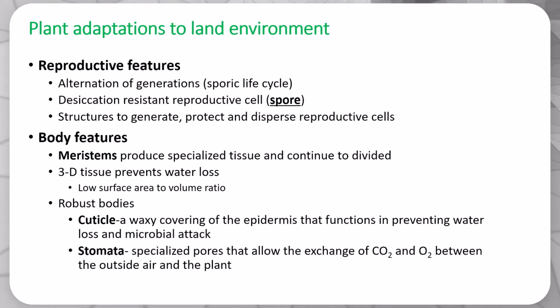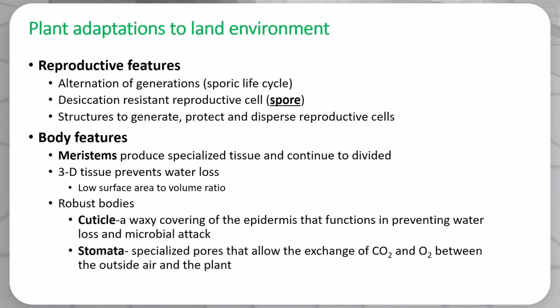So plants have adaptations to living on land. They have that alternation of generations life cycle, which if you forgot about that, we'll go over it on the next slide. They also have a desiccation resistant reproductive cell. So they've got spores that resist drying out. And then they have structures to generate, protect, and disperse those reproductive cells.